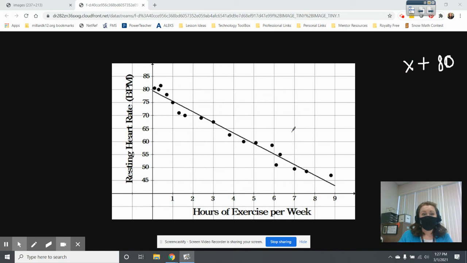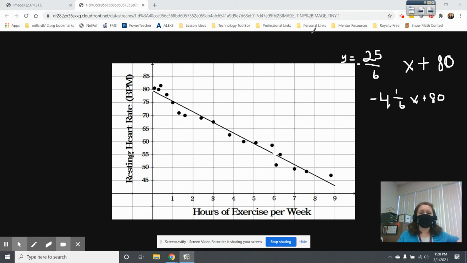Well, I know it's going to be negative, but let's go ahead and try if we stick with this point and this point. It went down 5, 10, 15, 20, 25. So it went down 25 and it went to the right 6. So 25 over 6, which simplifies to 4 1/6. Oh, but it's negative because it's going down. So y = -4 1/6 x + 80. Cool. Okay, so I'm going to stick with this one up here.